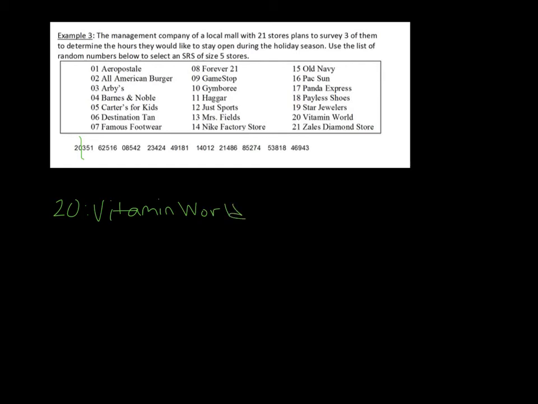The second number you'll notice, I have 35. There is no 35, so we're not going to use that. Now what I'm going to do is hop over to the next line, and I'm going to use the number 16 for my next one. It's important that you don't skip any numbers, otherwise it ends up being not completely random. So then 16 is the next one I get. That one is PacSun.